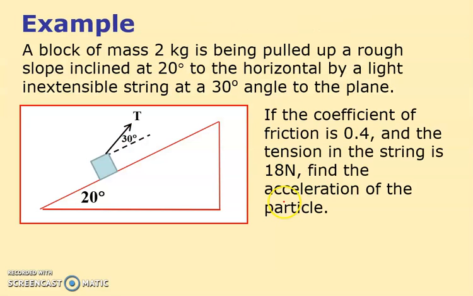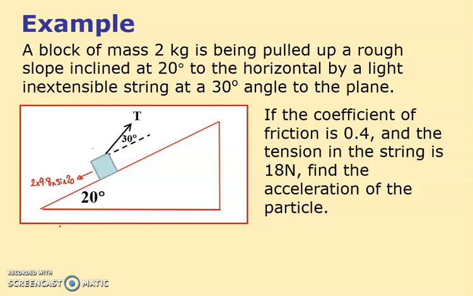Okay. Example number 2 then. A block of mass 2 kilograms is being pulled up a rough slope. Notice it's being pulled up a rough slope at an angle of 30 degrees as well. So we're going to have to resolve that and resolve this. This is 2 kilograms, so I reckon this is mg, that's 2 times 9.8 times sine 20.